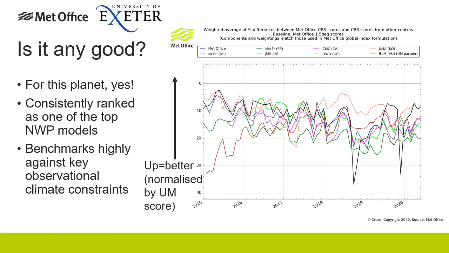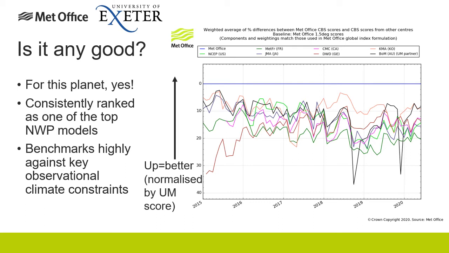So the final things to talk about are, is it any good? Well, for this planet, yes. It's consistently ranked as one of the top NWP models out there. The plot on the right shows the performance of the Microphysics model against other key NWP models around the world, from the US, France, Japan, Canada, Germany, Korea, and they're normalized by our own performance, but basically up is better. So it shows that over the last 5 years or so, we've been the top performing model.